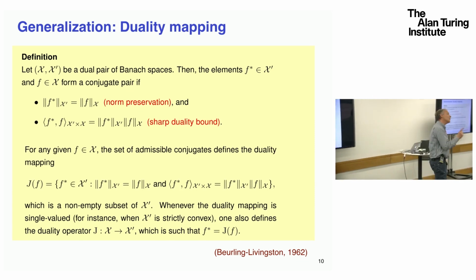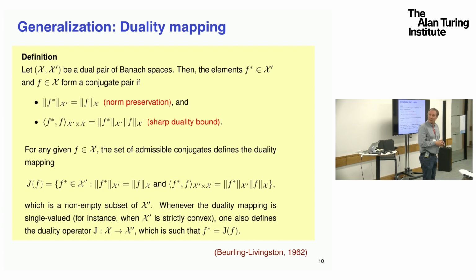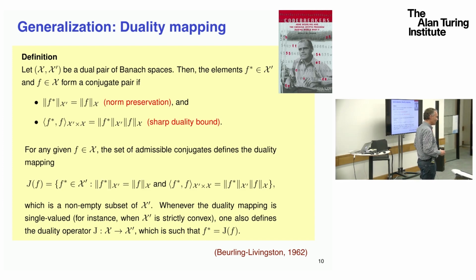And here I'm really happy because I'm standing in this room. You'll see the connection, because Beurling is one of the most famous Swedish mathematicians. He's the guy who broke the code of the Germans.